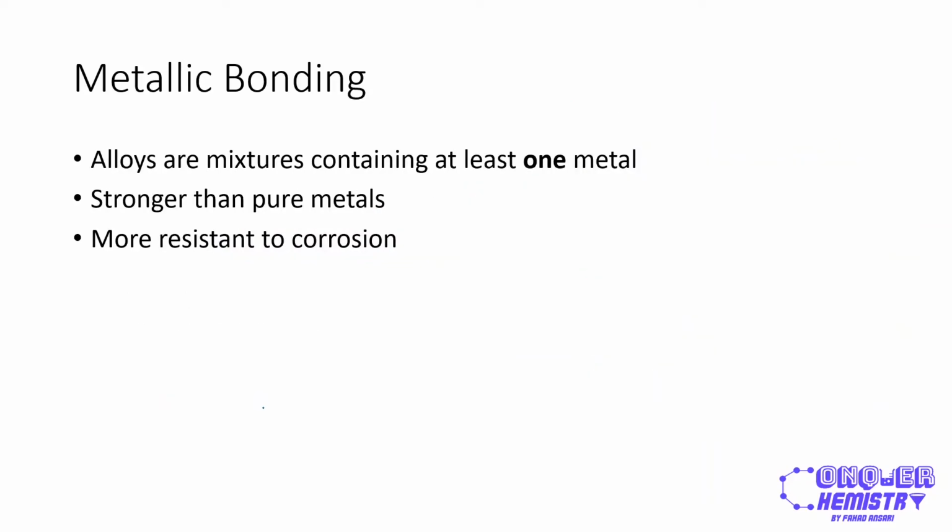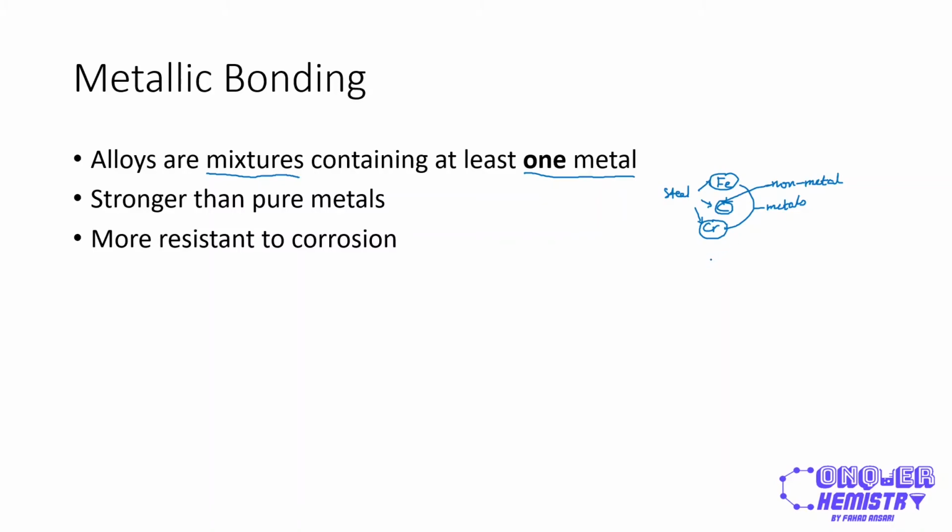So alloys are different from metals. These are mixtures. These are not pure elements or compounds. These contain at least one metal. For example, you have steel, right? Now steel contains iron and carbon and chromium. In this mixture you have iron and chromium that are metals, and you have carbon that is a non-metal. So these two are metals. This one over here is a non-metal. So at least one metal is necessary to form an alloy.